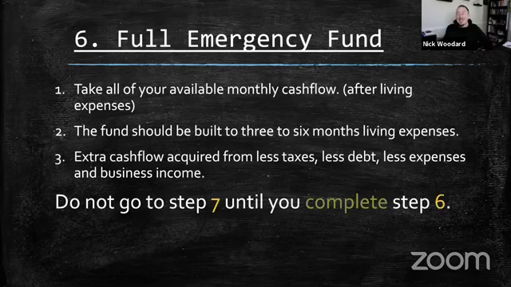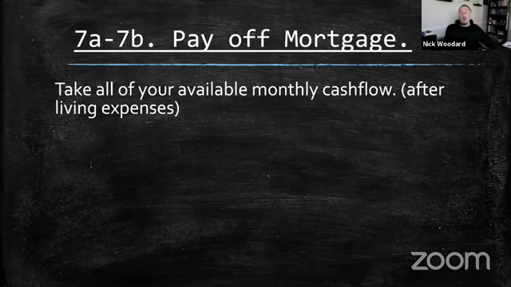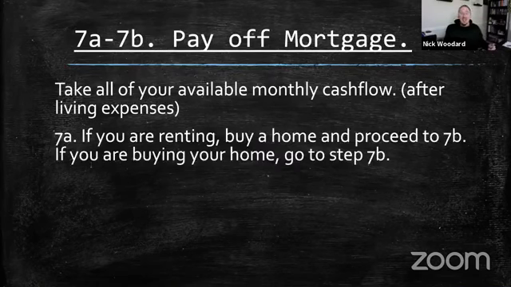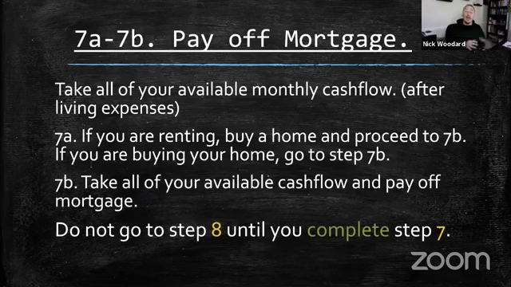It's very simple, ladies and gentlemen. Pay off mortgage, right? Step number 7. This is a beautiful place to be. I know some people who are on step 7, right? So take all of your available cash flow after expenses. Remember, I said we've got to take care of the house, take care of the bills, take care of the family, right? If you're renting, hey, go buy a home and proceed to step 7B, right? Because think about it, if you're renting a house, you may have to do that for right now. But when you get in a position where you generate enough cash flow, go buy a home, reward yourself, reward your family, right?